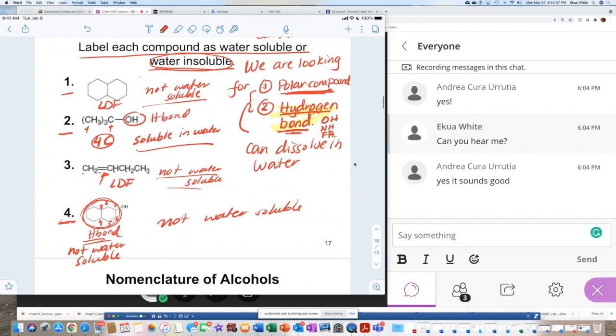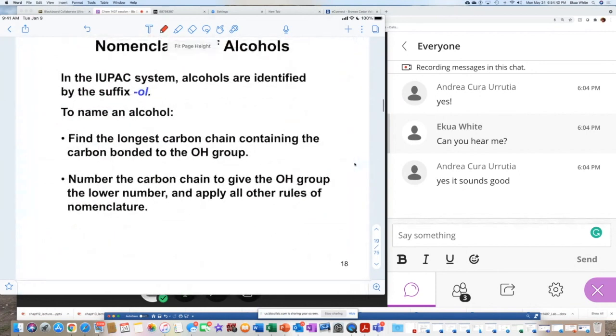Either one works. Okay, let's name alcohols. We've been naming a lot of compounds, right? So we're going to name again in the IUPAC system.